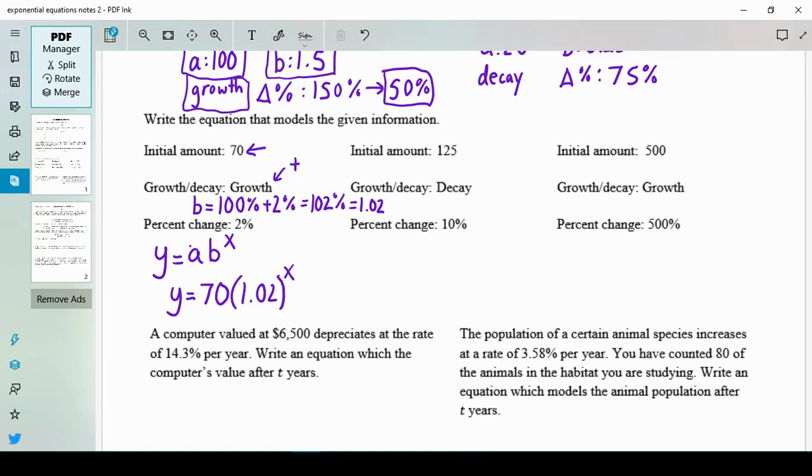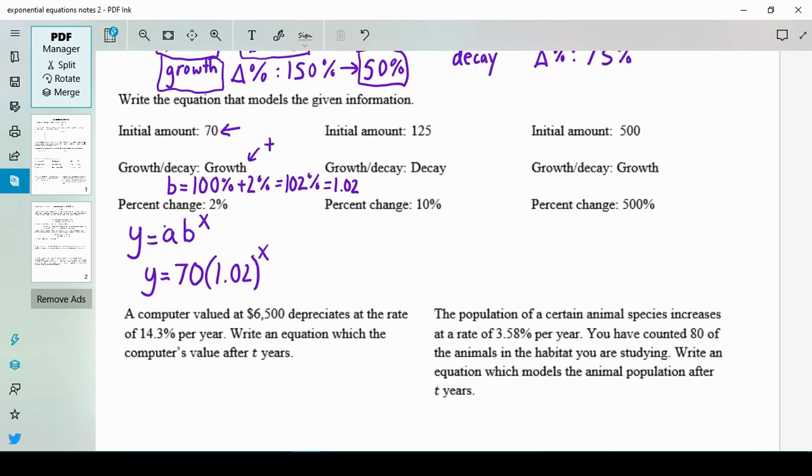All right, here's what I would like you to do next. Same as with the other example, I want you to take a look at the next two, see if you can figure out what those are. You might want to pause the video here. When you're ready to go, press play, and let's check and see how you did.